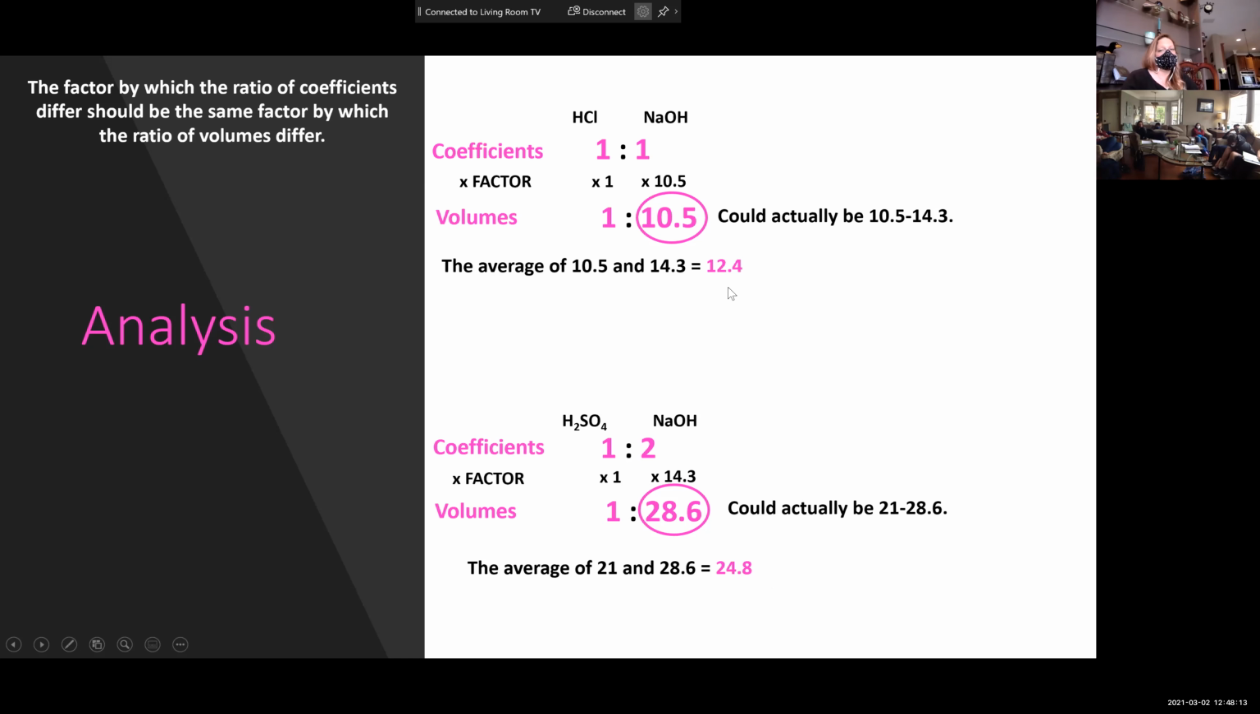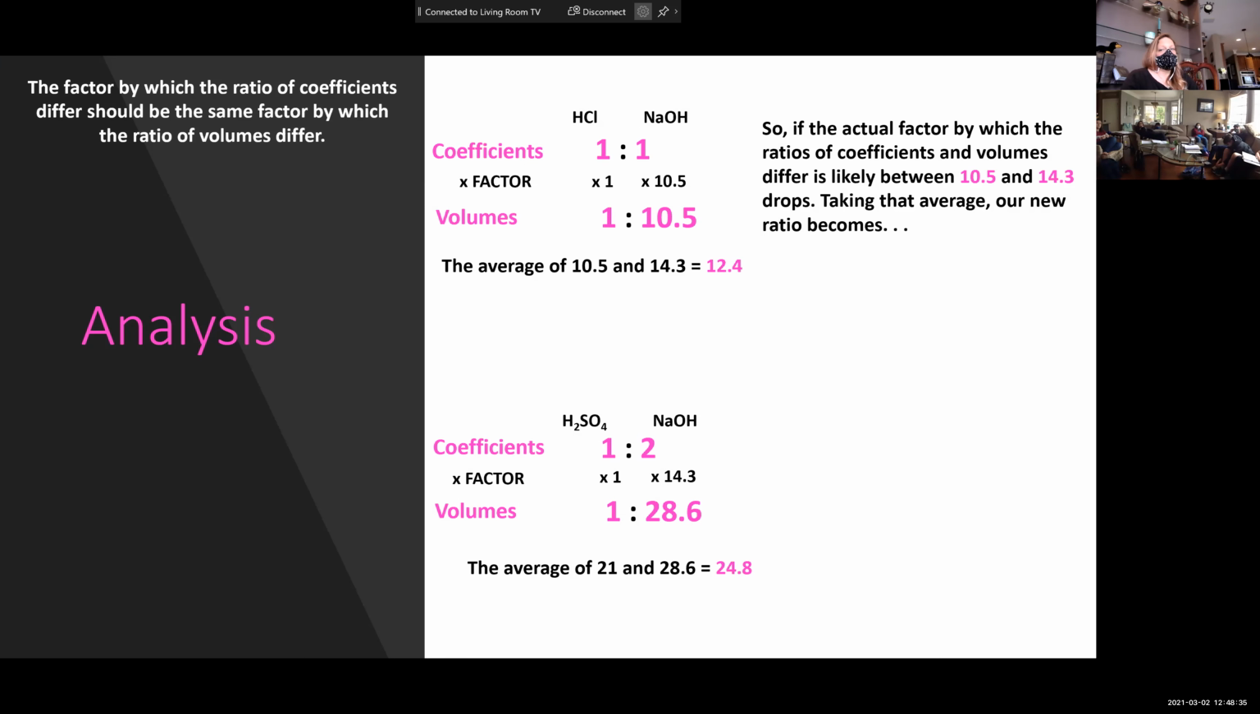What are we noticing? 12.4, 24.8. It's double. And what else is double? The coefficient. Look, 1 and 2. So 12.4 to 1 is probably pretty darn accurate, right? Really close.